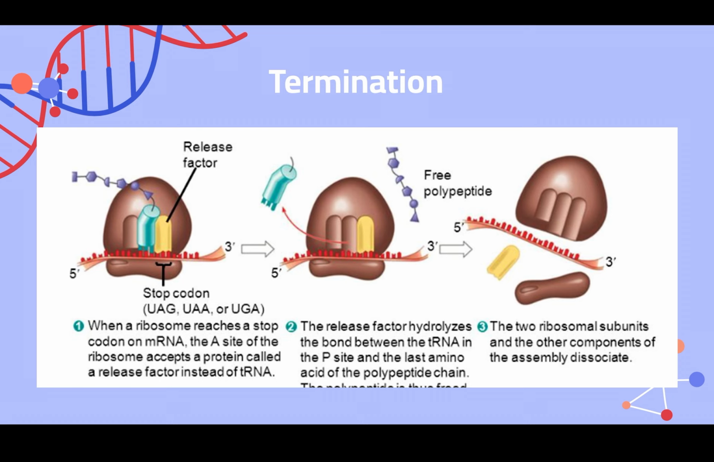And then step 3 is termination, which is basically the end. Elongation continues until a stop codon in the mRNA reaches the A site, and then a release factor binds directly to the stop codon in site A. The release factor causes the addition of a water molecule instead of an amino acid to the polypeptide, which hydrolyzes the bond, causing the release of the polypeptide, and the process finally ends.